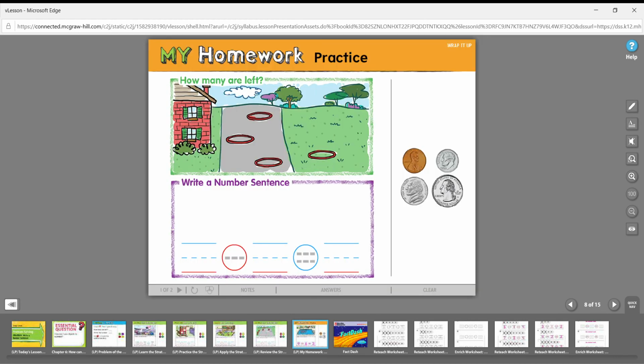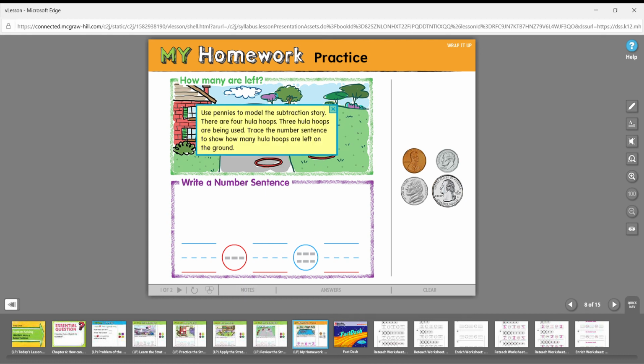Now, when you do your homework, you're going to have a little bit of practice here. Let's do a little practice before you do your homework. Use pennies to model a subtraction story. If you have pennies at home, you could use them to model it, or you could just draw. There are 4 hula hoops. We're going to use the pennies, right?